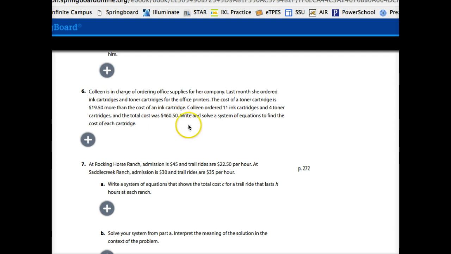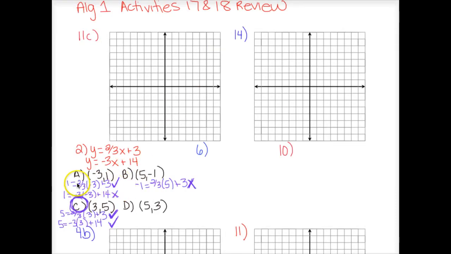Write and solve a system of equations to find the cost of each cartridge. Remember, when you have a word problem and it tells you what to find, you should immediately define your variables. So the first thing I should do here is say, let T equal the cost of the toner, because otherwise I might think it means the number of toners, which they already told me. And then I'm going to let I stand for the cost of the ink.